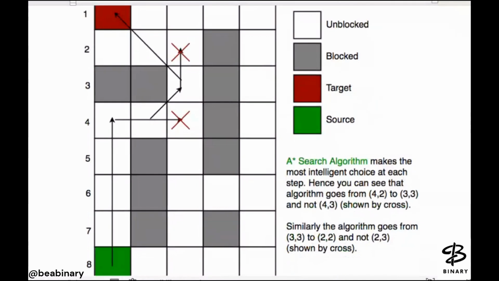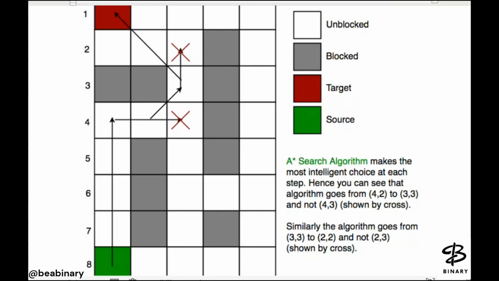The white ones are unblocked cells, the gray ones are the blocks, the red one is the target, and the green one is the source. What the A* search algorithm does is make the most intelligent choice at each step. Hence you can see the algorithm goes from 4, 2 to 3, 3 and not 4, 3, shown by the cross. Why? Because it is using the diagonal approach. It is using the lowest cost here.